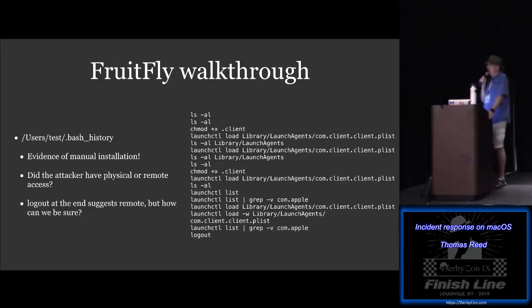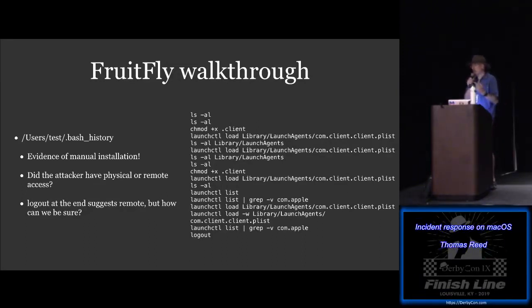If we look at the bash history, there's something really interesting there. You can see somebody's doing chmod +x .client. So somebody's making it executable. Somebody's trying to load it with launch control. They're kind of fumbling around a bit, repeating some of these commands over and over, and then checking the results and then trying again. And finally, they must get it right and log out. We may not know if that was physical access or remote. The log out at the end, though, suggests remote.